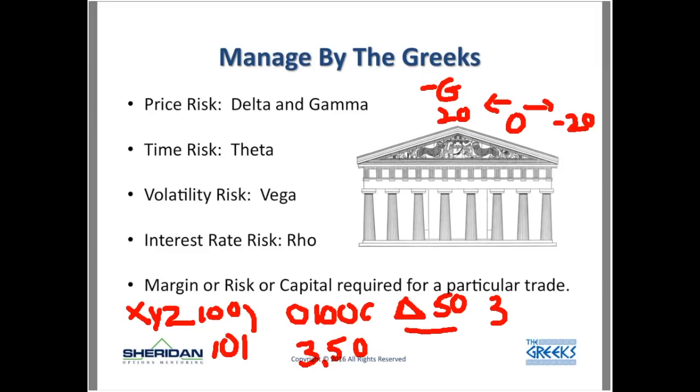Somebody asked, gamma changes the delta with price move, but also with time? Yeah, let me ask you, does gamma change over time as we get near expiration? Yes or no? Does gamma change as we get closer to expiration? Dramatically.